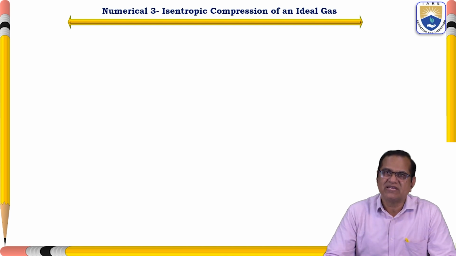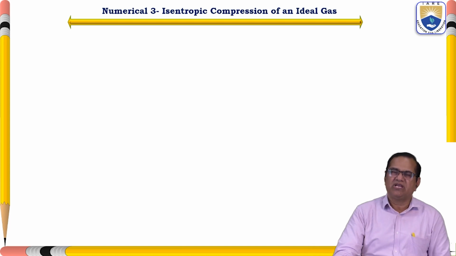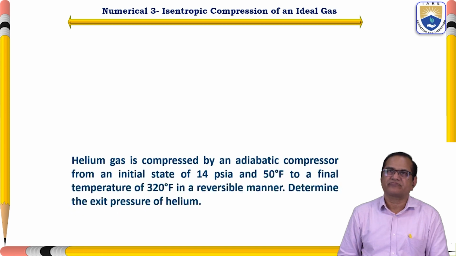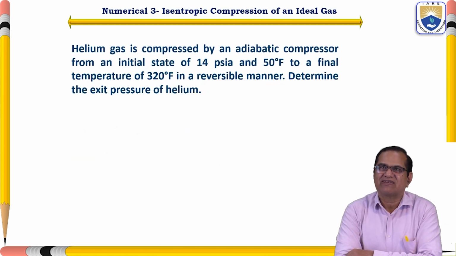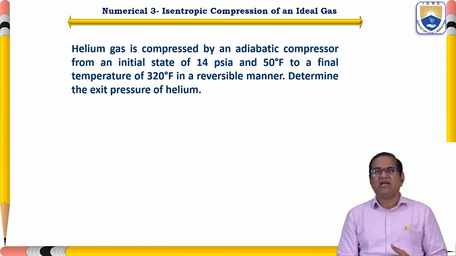Now I am going to my last problem for the lecture, that is numerical number 3, isentropic compression of an ideal gas. Helium gas is compressed by an adiabatic compressor from an initial state of 14 psi and 50 degrees Fahrenheit to a final temperature of 320 degrees Fahrenheit in a reversible manner. Determine the exit pressure of helium. So we have to find out P2.